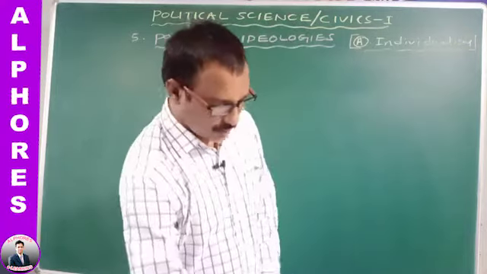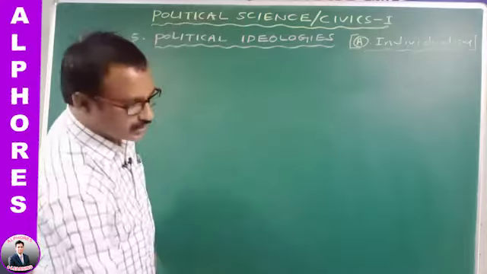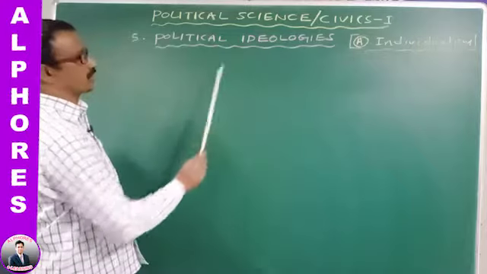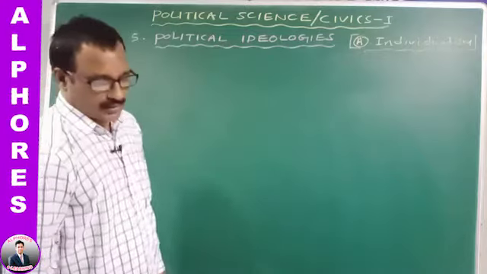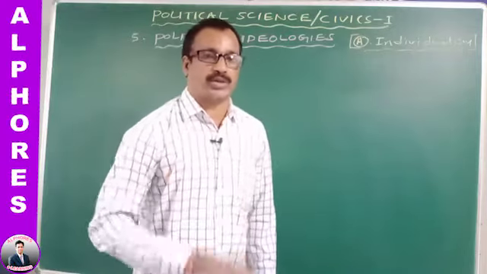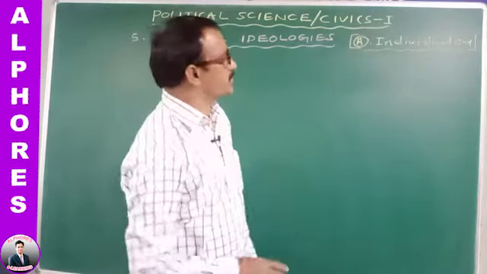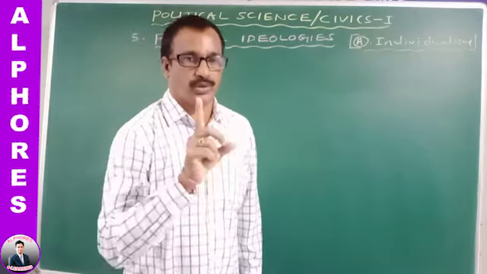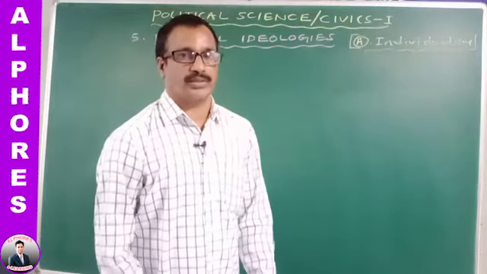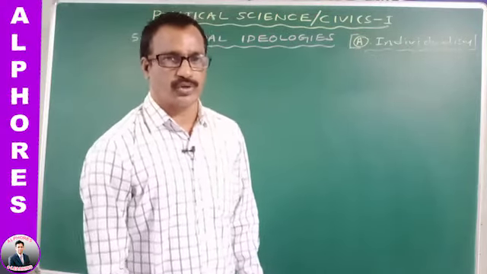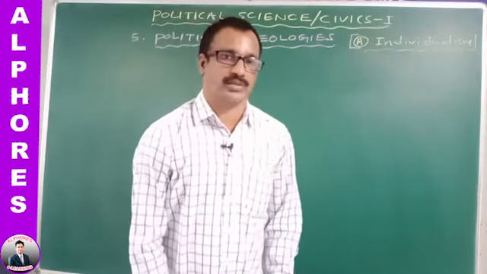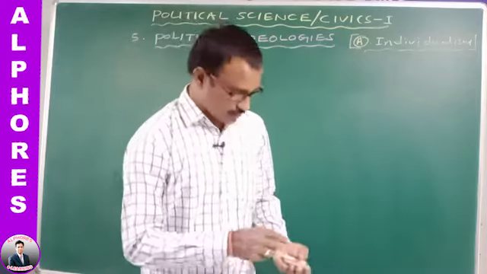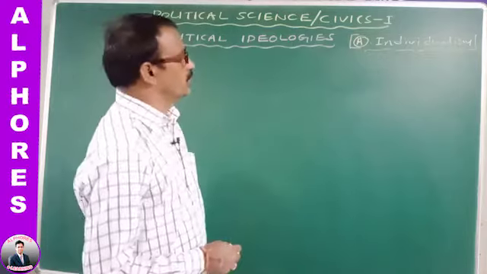So today I am going to start a new unit, that is political ideologies or political theories. In our political science, so many political theories are there. In our syllabus, 5 important theories are there. 1, individualism. 2, liberalism. 3, socialism. 4, scientific socialism. 5, Gandhism. These are the 5 important political ideologies or theories. So first of all, I am going to start individualism.